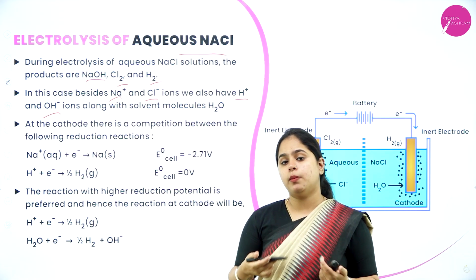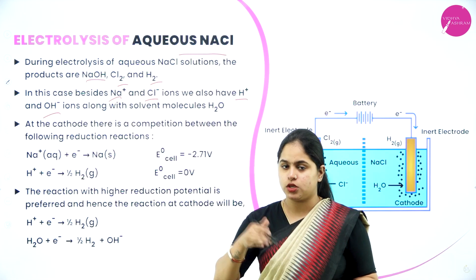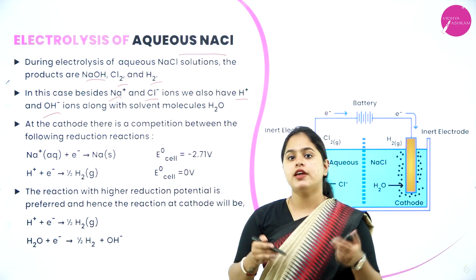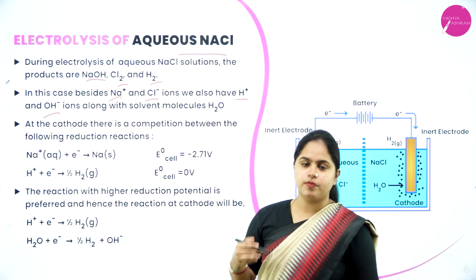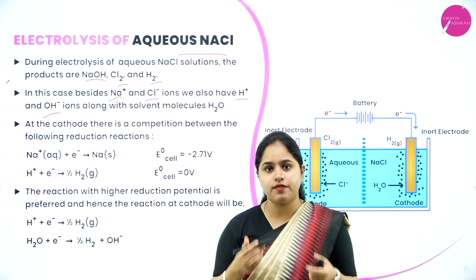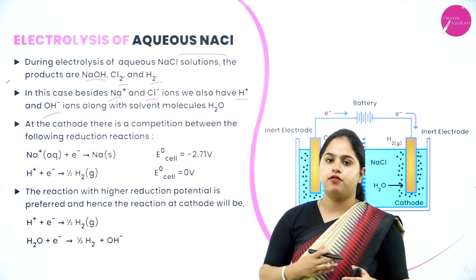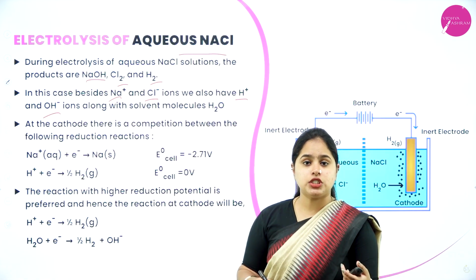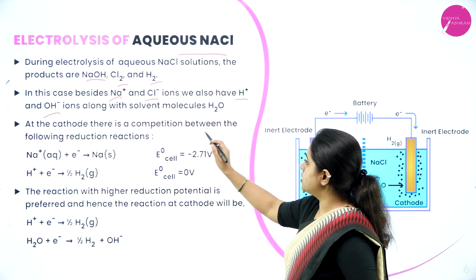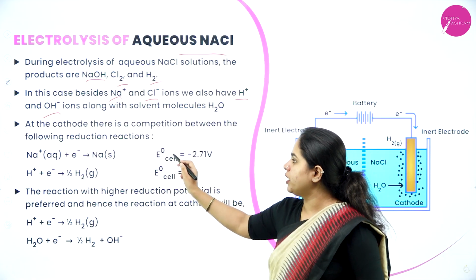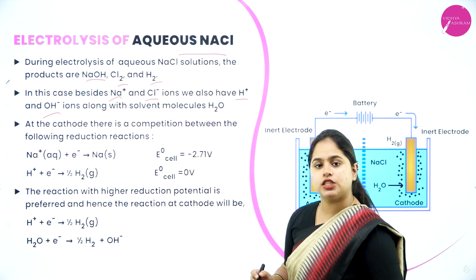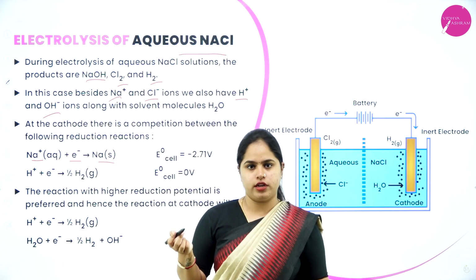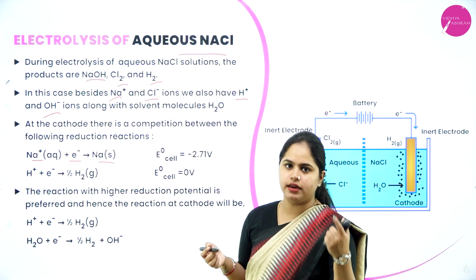Yes. So now there will be a competition between Na+ and H+. Who is going to get deposited or who is going to get liberated? Same way, OH- and Cl-. So let us see based on which factor we will decide which products will be formed in the anode or cathode. At the cathode, what reaction takes place? Reduction. At the cathode, there is a competition between the following reduction reactions. One reduction reaction which is possible is Na+ accepts an electron and solid Na is formed. One reaction which we have already studied earlier also.